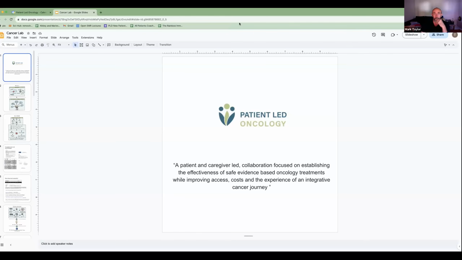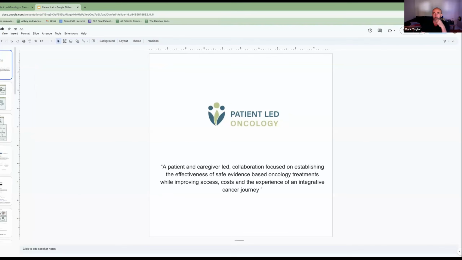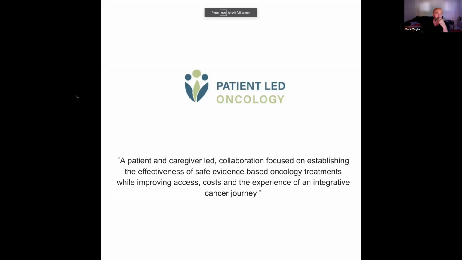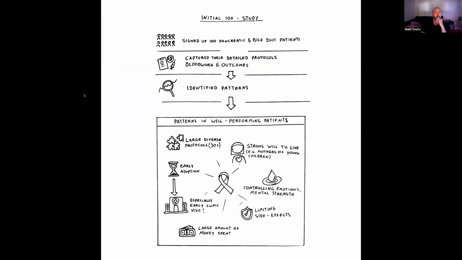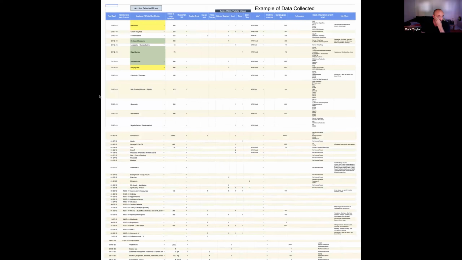This is where I will share the screen. So this is the sort of data I collected from a specific patient. She was a 5-year survivor of pancreatic cancer.